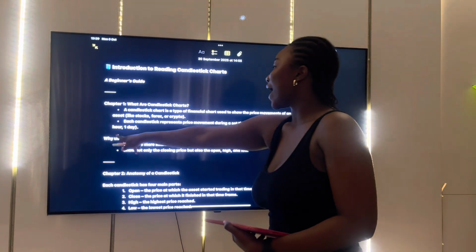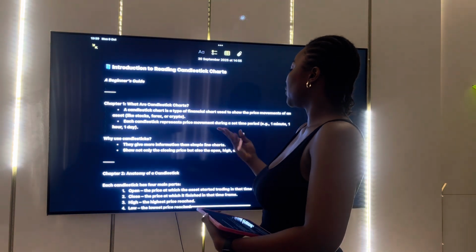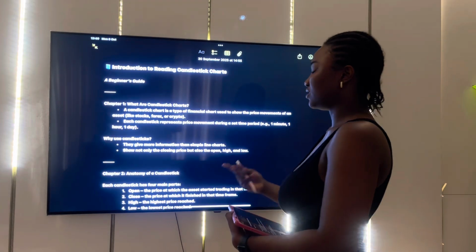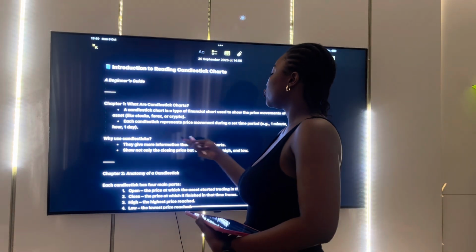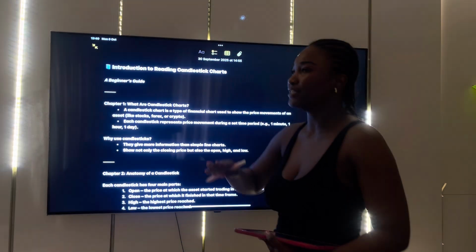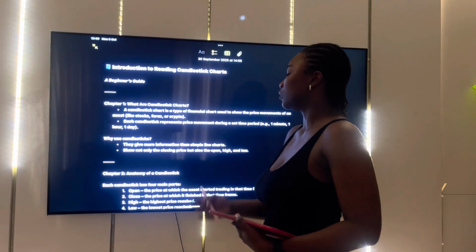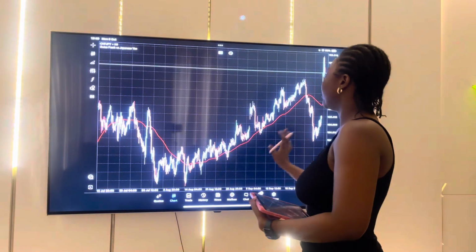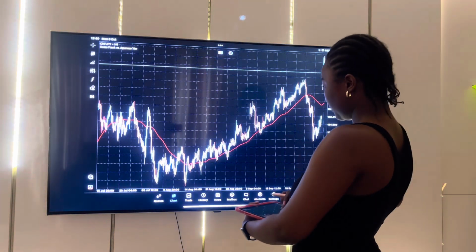Now, why use candlesticks? They give more information than a simple line chart or pie chart, you understand? Not only do they show the closing price, but they also show the open price, the high and the low. Now I will show you. Let's go to MT5 and look at simple candlesticks.